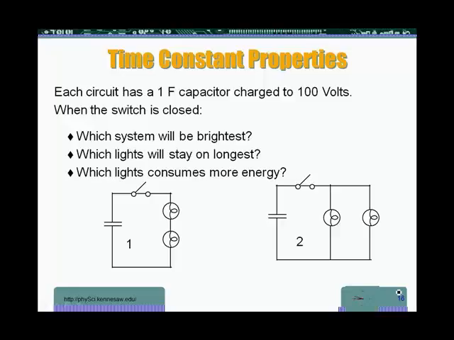Let's consider this example. We have a circuit that has a 1 farad capacitor that is already charged to 100 volts. And then when we close the switch, this is the switch, we are going to discharge it. We have two setups. In one setup, we are going to discharge the capacitor through two light bulbs that are in series. In the second setup, we are going to discharge it through two light bulbs that are in parallel. The question is, which system will be the brightest? Which light will stay on longest? Which light consumes more energy?